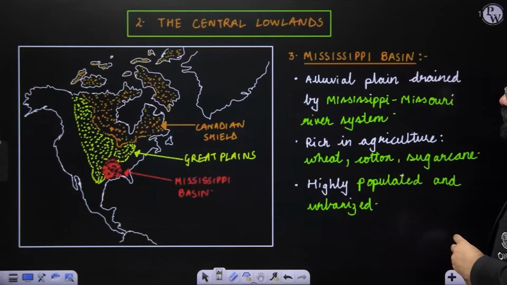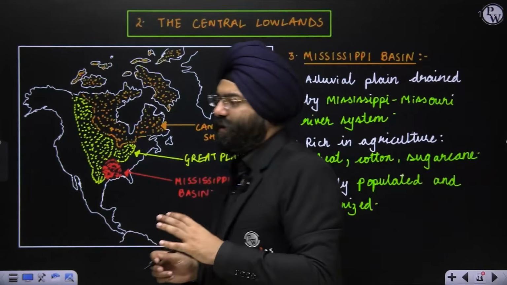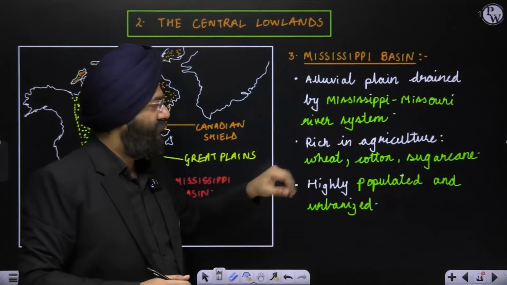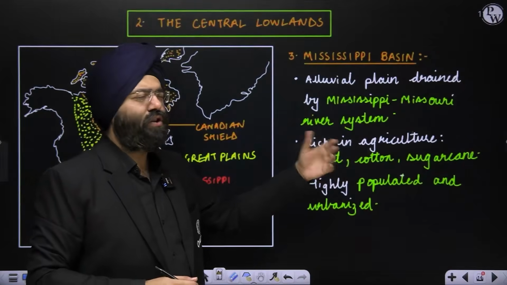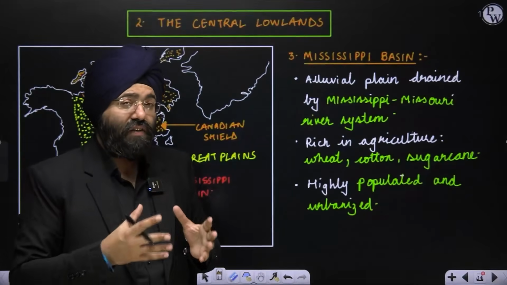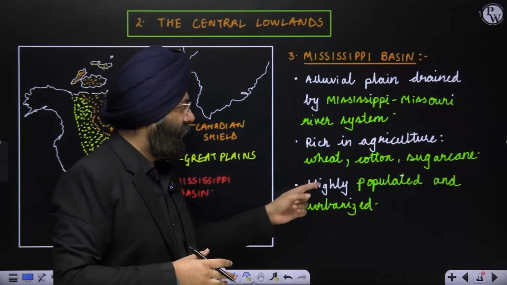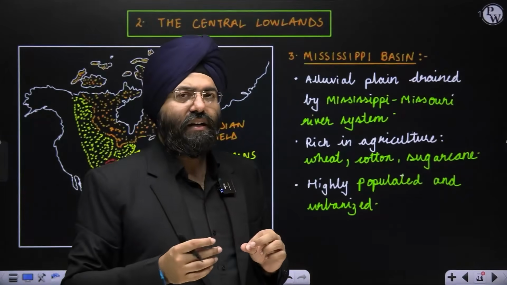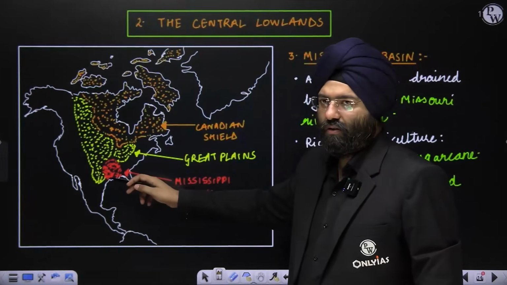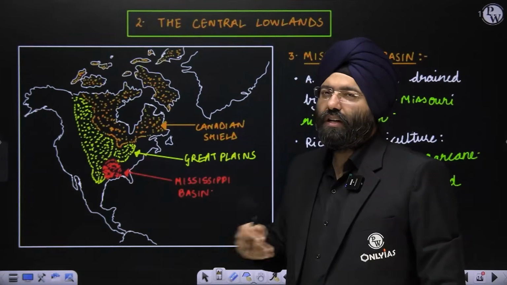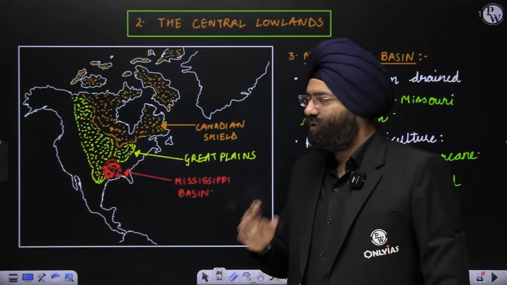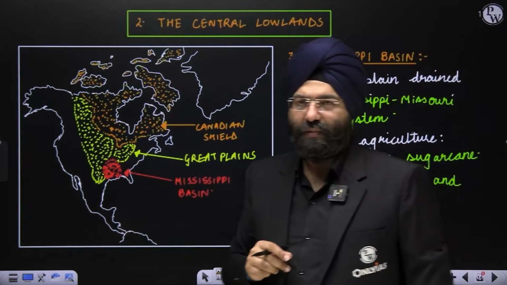Mississippi Basin. Now, the Mississippi Basin obviously is very fertile because it is drained by the Mississippi-Missouri river system and is rich in agriculture: wheat, cotton, and sugarcane, produced with large productivities, and production is also very high. Highly populated and urbanized region. If you see here, these regions are along the coastal aspects also, and have developed a lot over time, so a lot of important urban centers are established over here. So this becomes important from the economic activities perspective also.